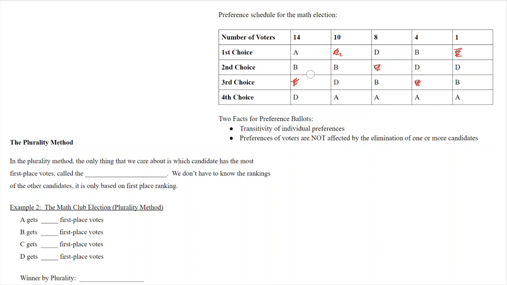So, the first method we're going to look at is the plurality method. In the plurality method, the only thing we care about is which candidate has the most first place votes. And that person is called the plurality candidate.